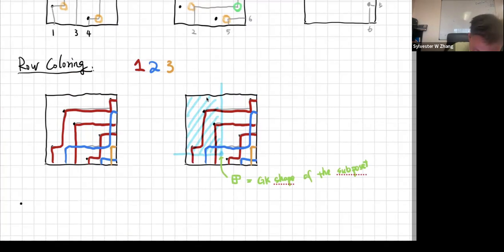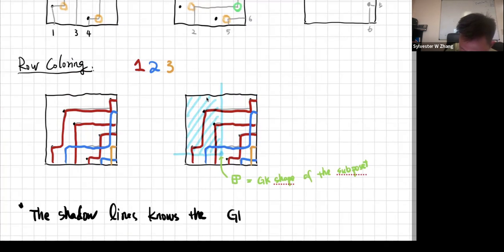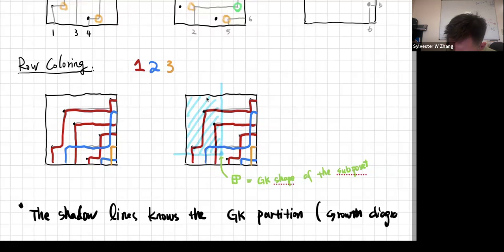Okay, so the takeaway is that the shadow line knows the Greene-Kleitman partition. Or really, it knows the growth diagram, if you know what that means. So you get a way of coloring the shadow lines so that the first color corresponds to the first row and the second color corresponds to the second row and third color corresponds to the third row.